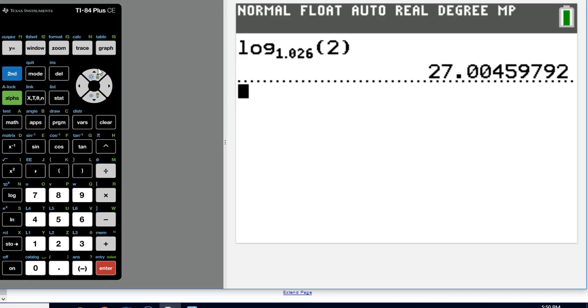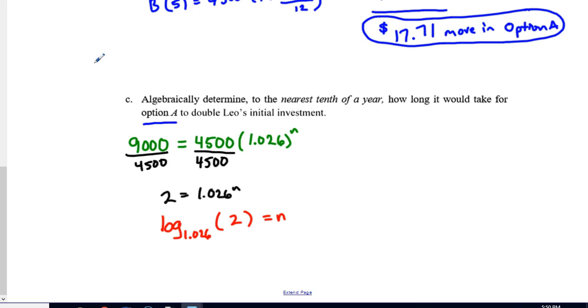So to the nearest tenth of a year, 27.0. And we are actually going to put that 0.0 on there. You might say, well, does it really matter? It matters. That gives us some information about the fact that when it rounds to the 10th, the next number after it was a 0.